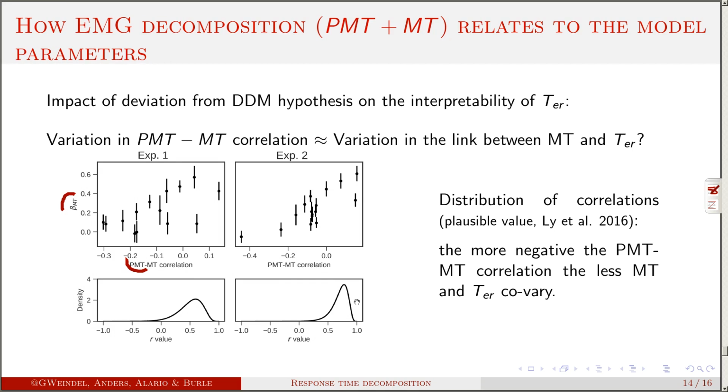The small subplot shows the distribution of correlation using the plausible values, and we see in both experiments that the correlation between both variables is positive and likely rather high, suggesting that the more negative the correlation between PMT and MT is, the weaker will be the link between motor time and non-decision time.